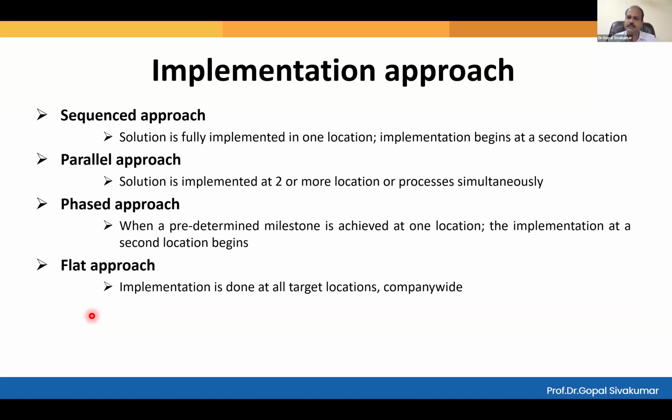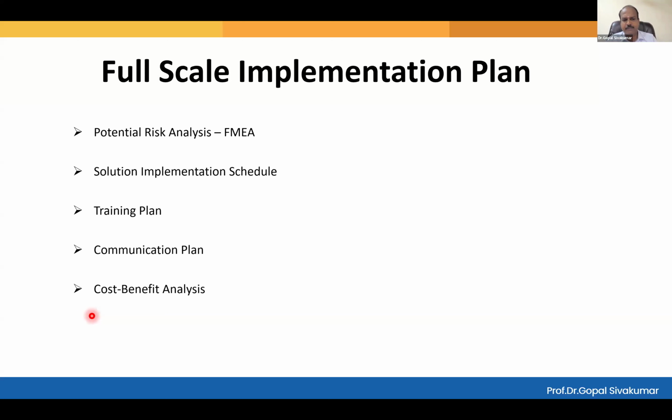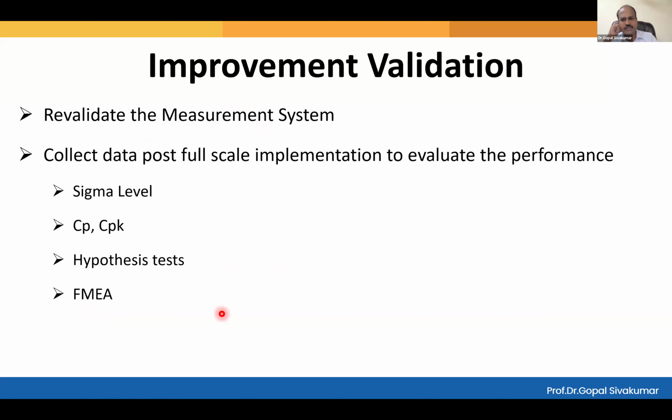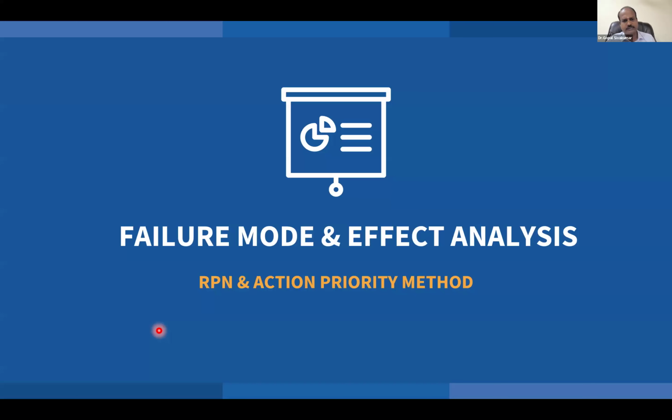You try to implement your solution in a diplomatic way. And then the full-scale implementation plan should include all of this. I talked about it: proper communication, training plan, implementation schedule, FMEA assessment, and then cost-benefit analysis. All of them are part of your implementation plan. And then improvement validation. You can validate your solution by performing hypothesis testing or recalculating Cp/Cpk, recalculating sigma level, recalculating the RPN rating. All that can happen. That's all. This is about your improve phase.